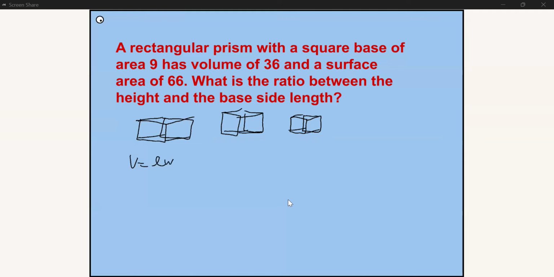So on this one, the volume formula is nice and easy: length times width times height. For a cube, it's even simpler: side cubed.